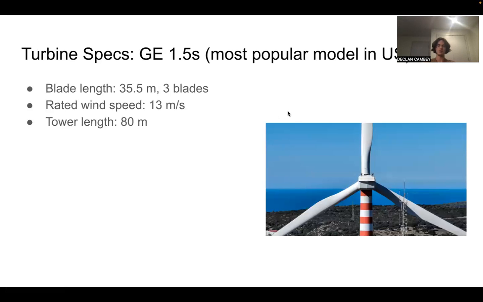Today I want to do a life cycle analysis of a wind turbine. First, the specs of the turbine I'm analyzing: it's the GE 1.5S, which is the most popular model in the US, and it has a blade length of 35.5 meters, a rated wind speed of 13 meters per second, and a tower length of 80 meters. For this, I want to analyze how long it'll take for the operation of the wind turbine to pay back all of the carbon emissions it took to manufacture.